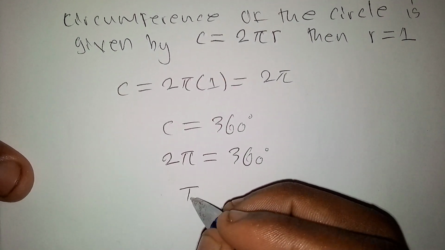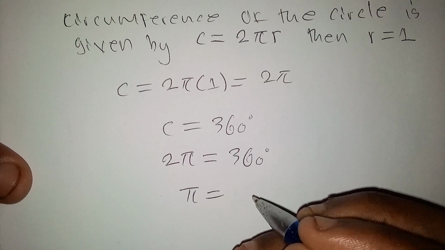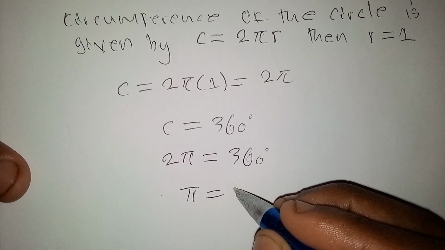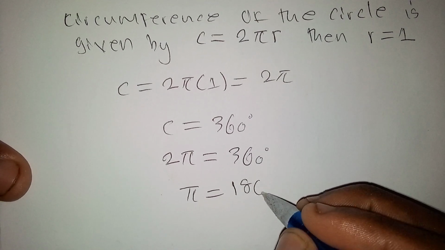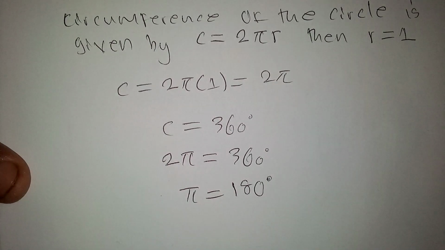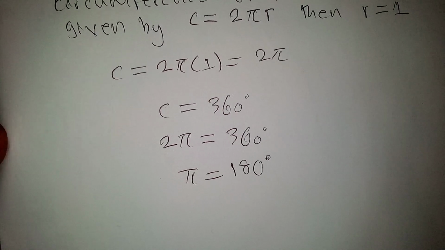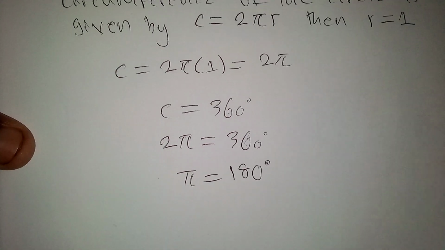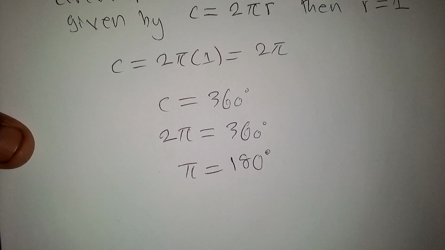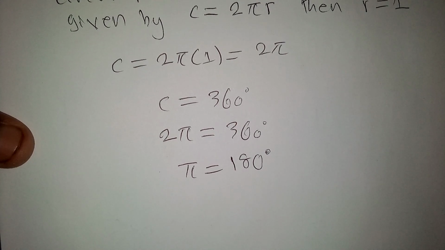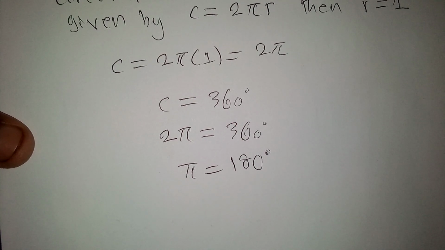Meaning that the relationship that exists between degrees and radians is pi radians equals 180 degrees. Meaning that for any point x comma y on the unit circle, it is associated with the angle theta, which can be measured in radians or in degrees.